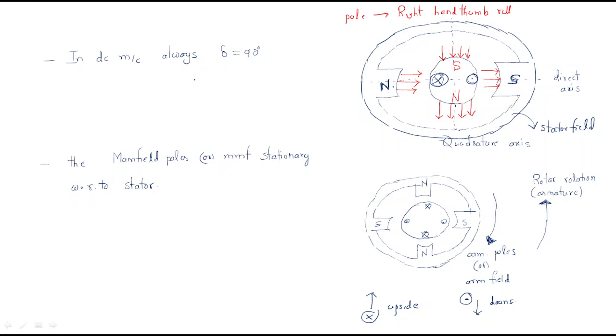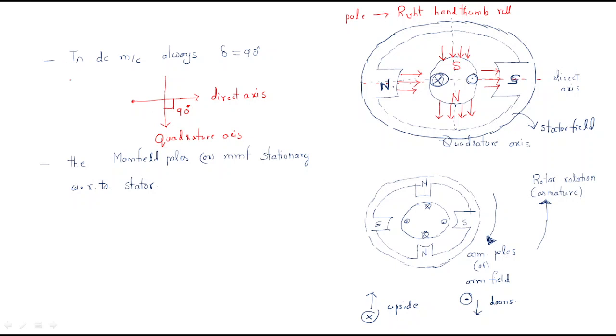So if you observe here, where the poles are available, that axis is called the direct axis. Where we don't have any poles, it is called the quadrature axis. So this is the direct axis, and the direction between the poles is the quadrature axis. Between these direct axis poles and quadrature axis poles, we have 90 degrees.